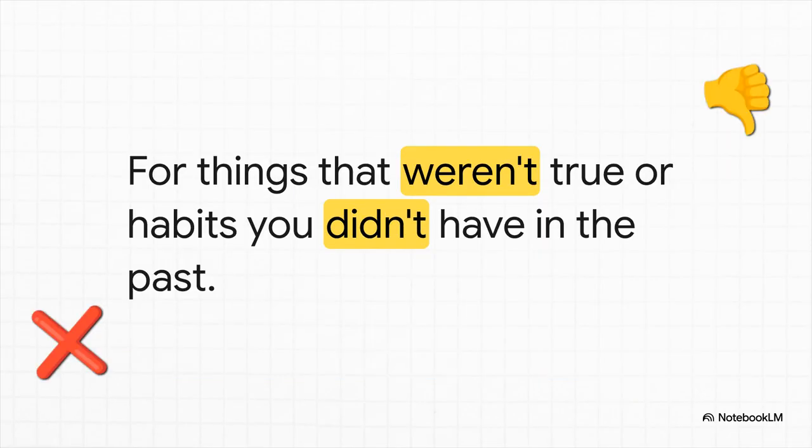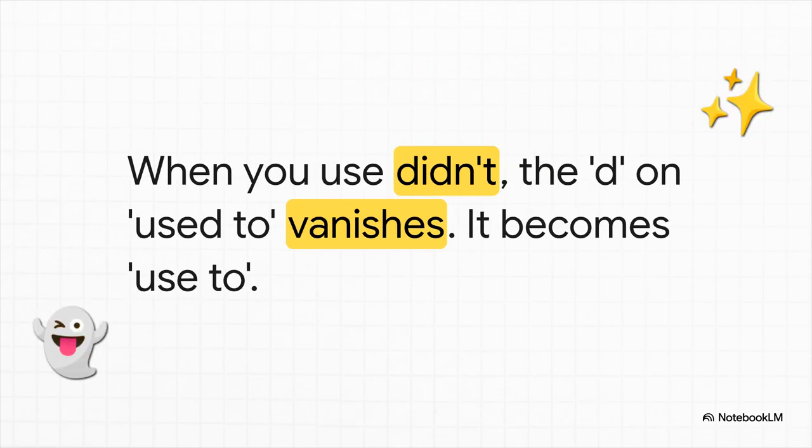But what about all the stuff that wasn't true? What about the habits you didn't have? Well, for that, we need the negative form. And this is where one tiny, but absolutely critical, rule comes into play. Okay, listen up, because this is the single most common mistake people make. When you use didn't, the word did is already in the past tense. So that means the D on used, it just vanishes. Poof, it's gone. You don't need it anymore.